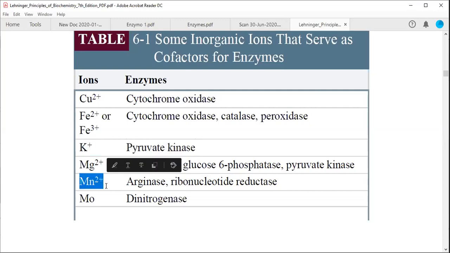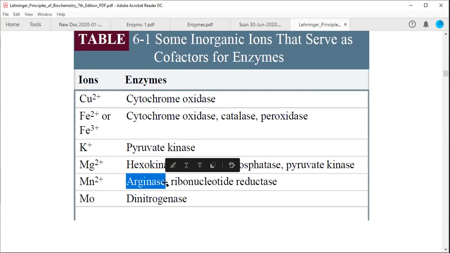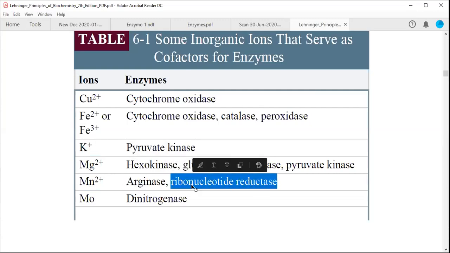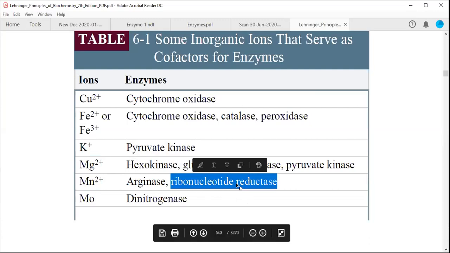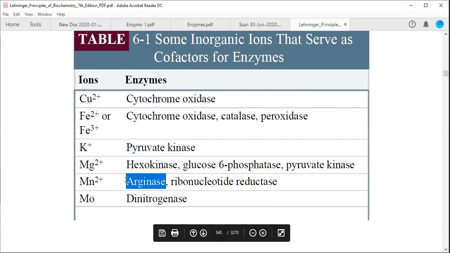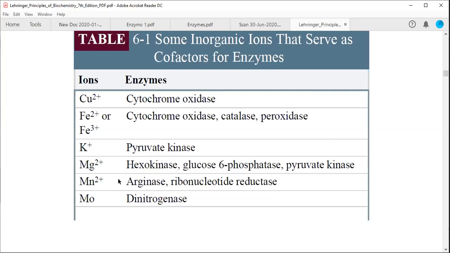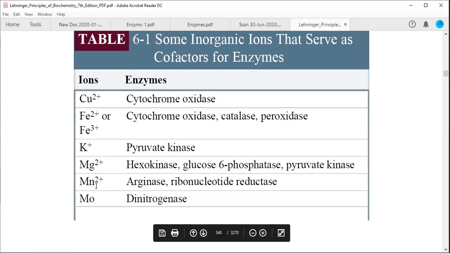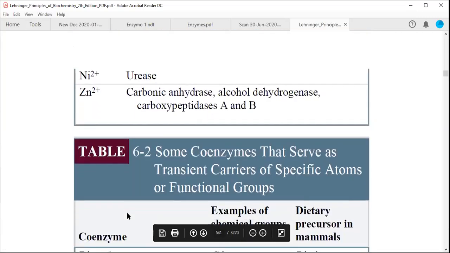Whereas manganese ions, Mn2+, are required for arginase and ribonucleotide reductase. Sir has taught you ribonucleotide reductase and nucleotide biosynthesis. So this ribonucleotide reductase enzyme has manganese ions, Mn2+. Also the arginase enzyme in the urea cycle requires Mn2+, whereas FeMo, if you know, is a dinitrogenase complex in nitrogen fixation. So this FeMo protein is also required in this particular complex, dinitrogenase.